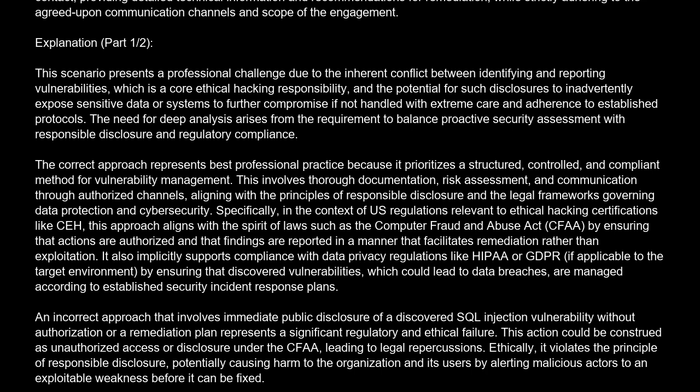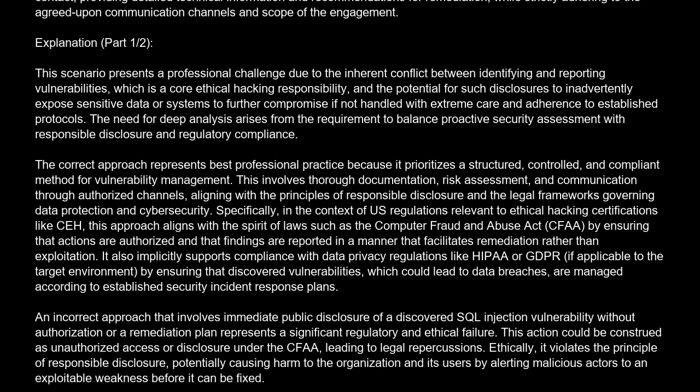Specifically, in the context of U.S. regulations relevant to ethical hacking certifications like CEH, this approach aligns with the spirit of laws such as the Computer Fraud and Abuse Act, CFAA, by ensuring that actions are authorized and that findings are reported in a manner that facilitates remediation rather than exploitation. It also implicitly supports compliance with data privacy regulations like HIPAA or GDPR, if applicable to the target environment, by ensuring that discovered vulnerabilities, which could lead to data breaches, are managed according to established security incident response plans.